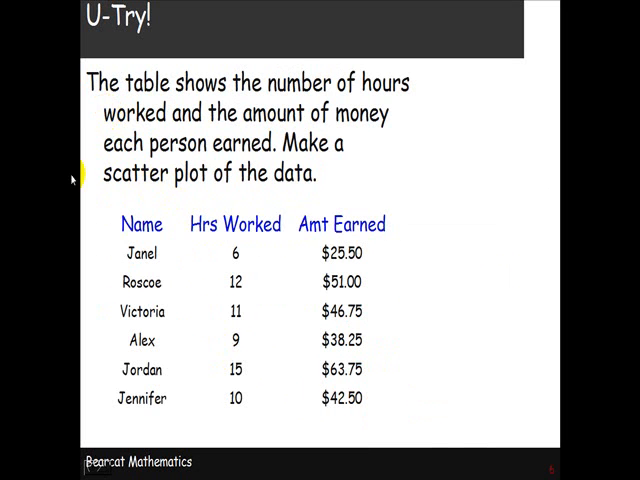Try another one. The table shows the number of hours worked and the amount of money each person earned. Make a scatter plot of the data. So we've got hours worked and amount earned. Again, try this on your own. When you're ready to check your answer with mine, press play again. Go ahead and pause the video now.